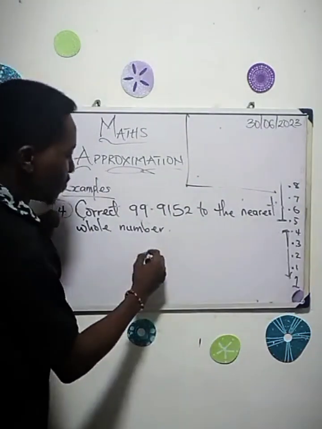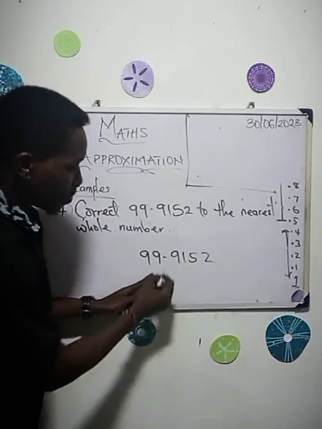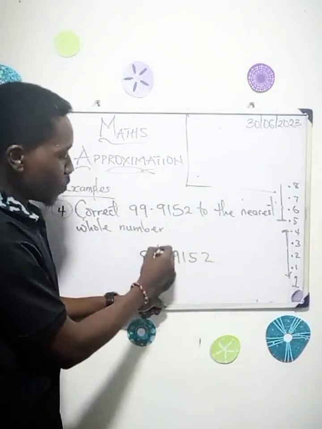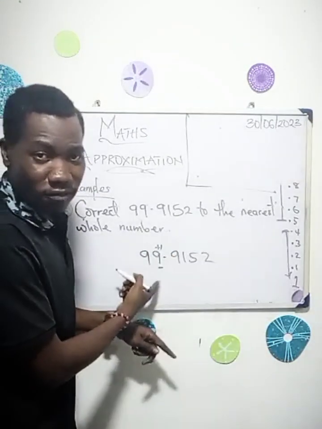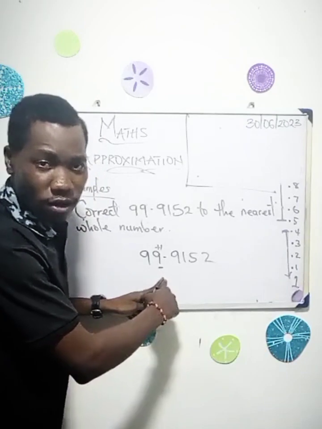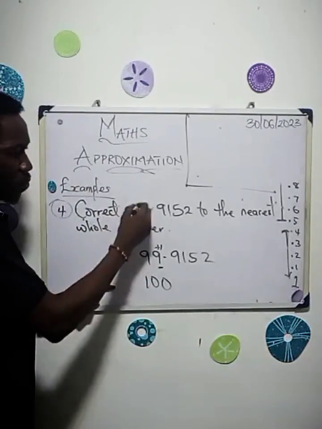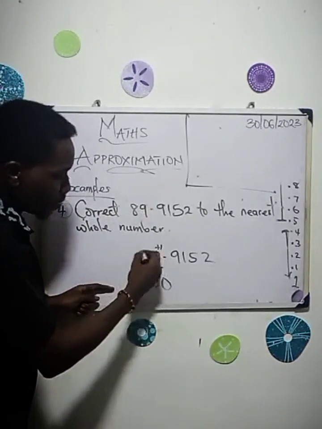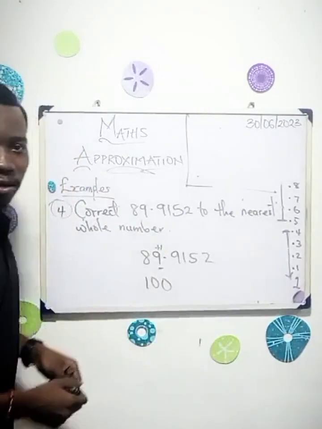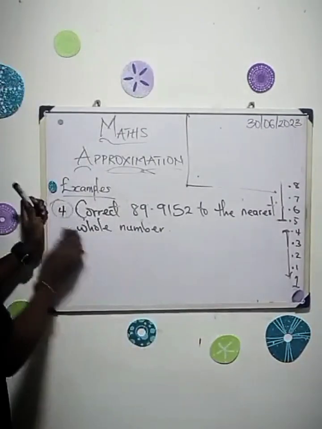So to the nearest whole number, this is the number 99.9152. This is the place now. Look at the number after it: 9. So we are rounding up. If you add 1 to this, are we going to say 9010? Of course not. What number do we have after 99? That is 100. But if this were to be 89, and you add 1 here, it becomes 90. That's the next number. Good. So that brings us to the end of approximation, so we can switch over to English.